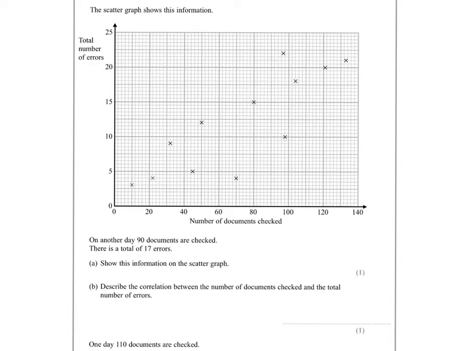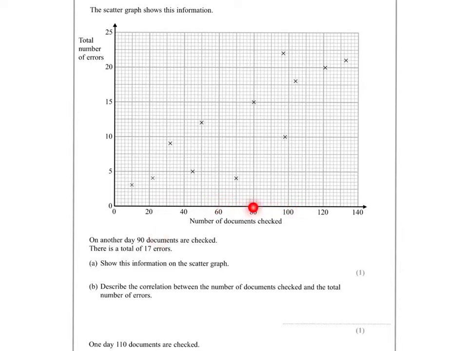So question 2, a scatter diagram question. We're looking at the number of documents checked against the total number of errors. We're told that on another day 90 documents are checked and there's a total of 17 errors. So we're asked to mark this onto the graph. We need to be careful about our scale and know where to plot 90.